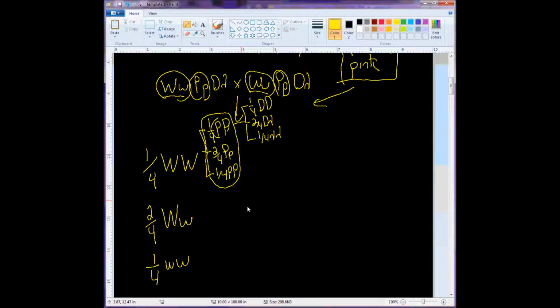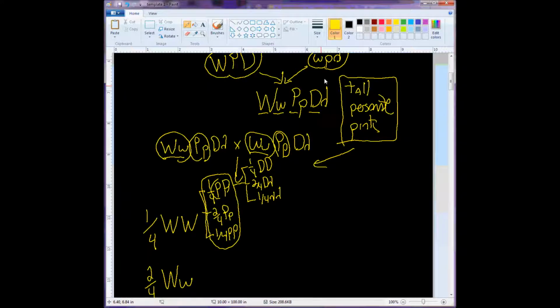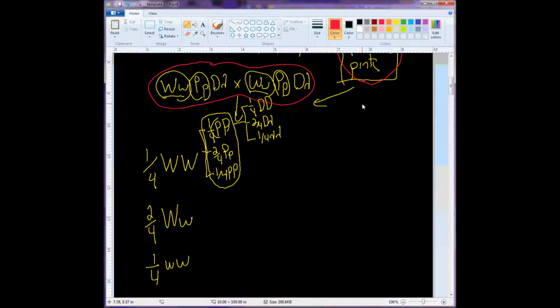We don't need to know the ratios of all the different genotypes that are possible from crossing these 2 plants, right? We don't need to know the genotypes of all the progeny from this cross. We only need to know how many of the progeny are going to be tall, personate, and pink.